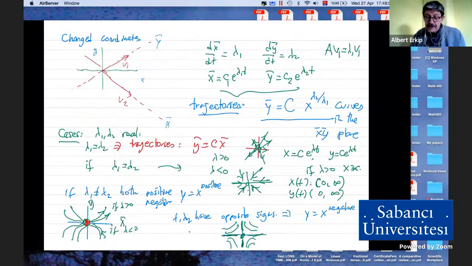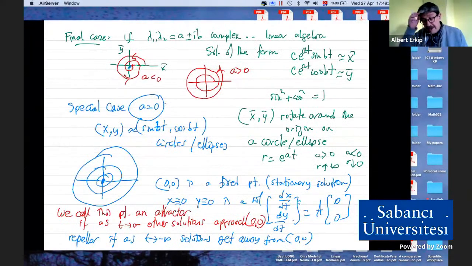Now, let me come back and look at the pictures. I had the trajectories, remember? In all these cases, if lambda was positive, solutions were moving away, e to the lambda t. And if lambda is negative, solutions were moving towards the center. Same thing when I had complex roots, I had e to the at. Again, if a is positive, they move away. If a is negative, they come close.